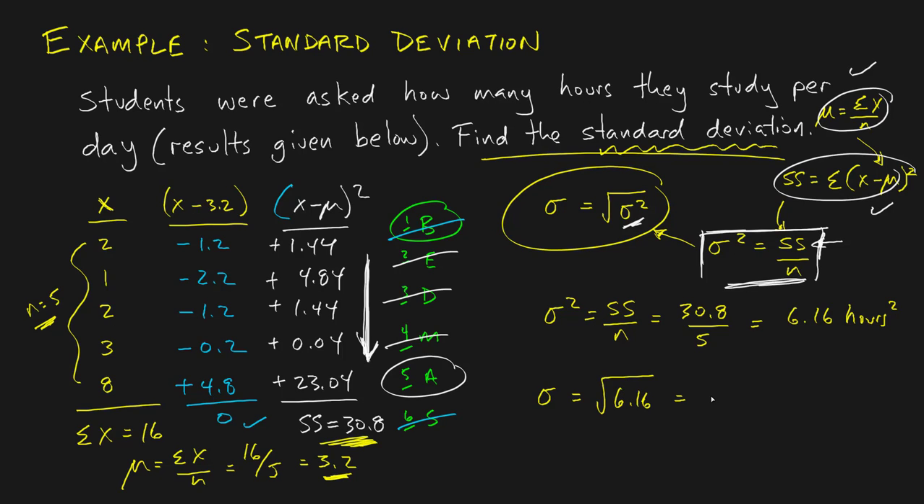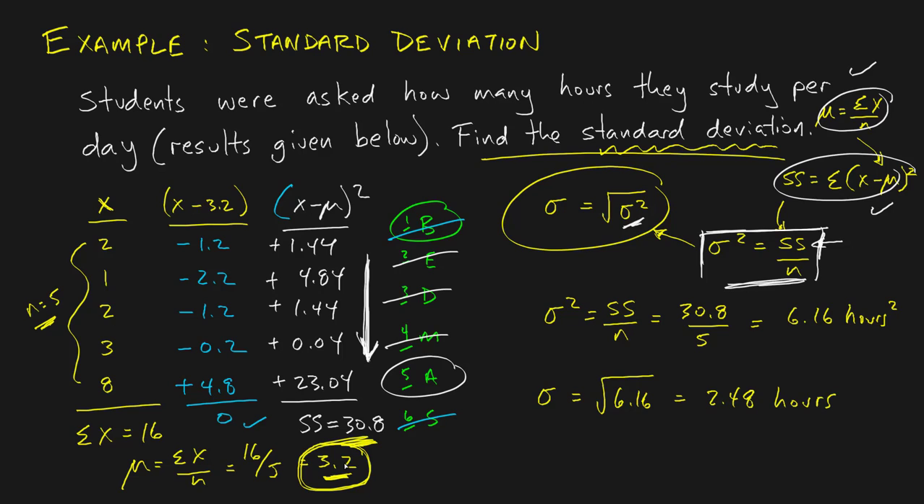That comes out to be how much? 2.48. Now this is easier to understand. This is not measured in squared hours. This is just measured in hours. And what it's telling us is that if the average is 3.2 hours spent studying per day, most people are within about 2.5 hours of that figure.